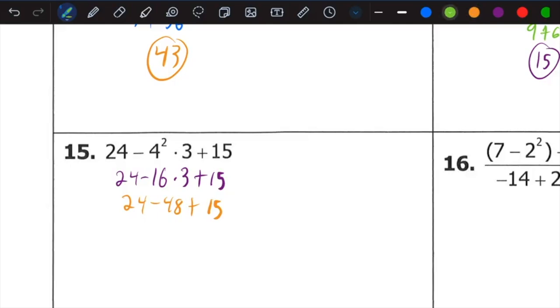Next, I will do subtraction from left to right. So 24 minus 48 is negative 24 plus 15. And combining these two, a negative 24 and a positive 15 give us negative 9.